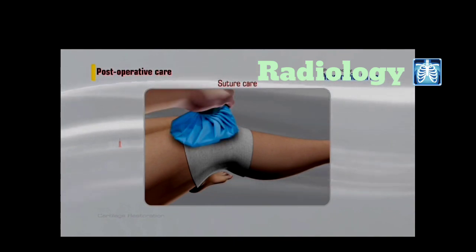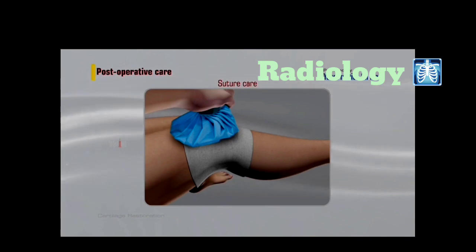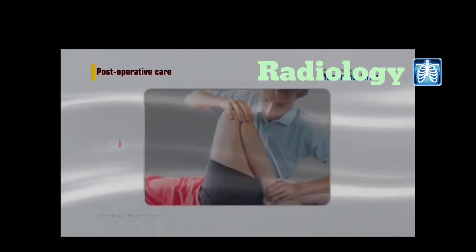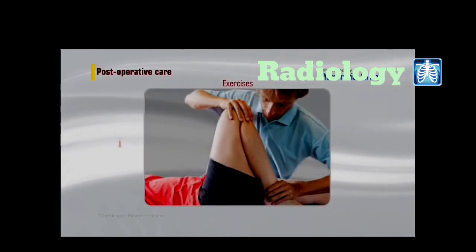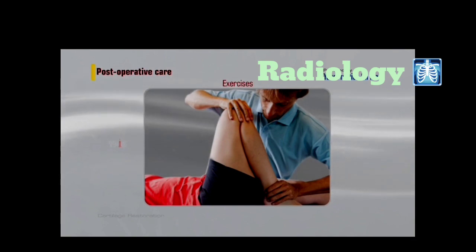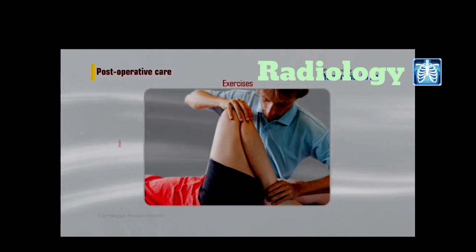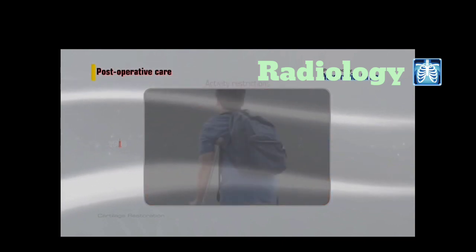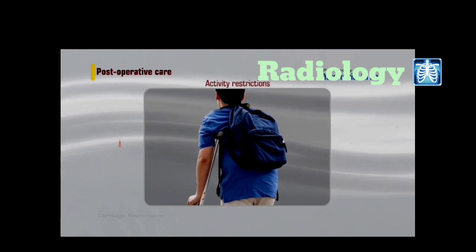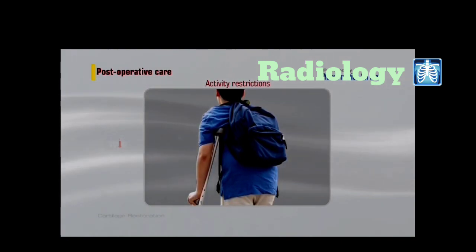You may apply ice over the dressing for 20 minutes every hour to decrease swelling and pain. Exercises: physical therapy is usually started within 1 to 2 weeks of surgery to help restore motion to the affected joint. Activity restrictions: your surgeon will give you activity restrictions to follow during the healing process depending on which joint is involved.